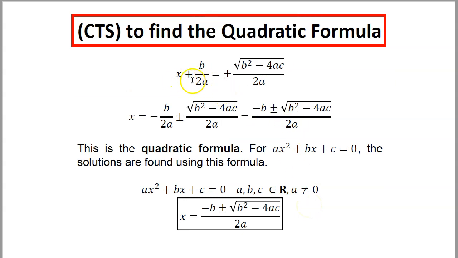Now we have x plus b over 2a equal to plus or minus the square root of b squared minus 4ac over 2a. We can subtract b over 2a from both sides, and then we can combine our fractions, which have a common denominator of 2a, and we get x equals minus b plus or minus the square root of b squared minus 4ac over 2a. This is our quadratic formula.